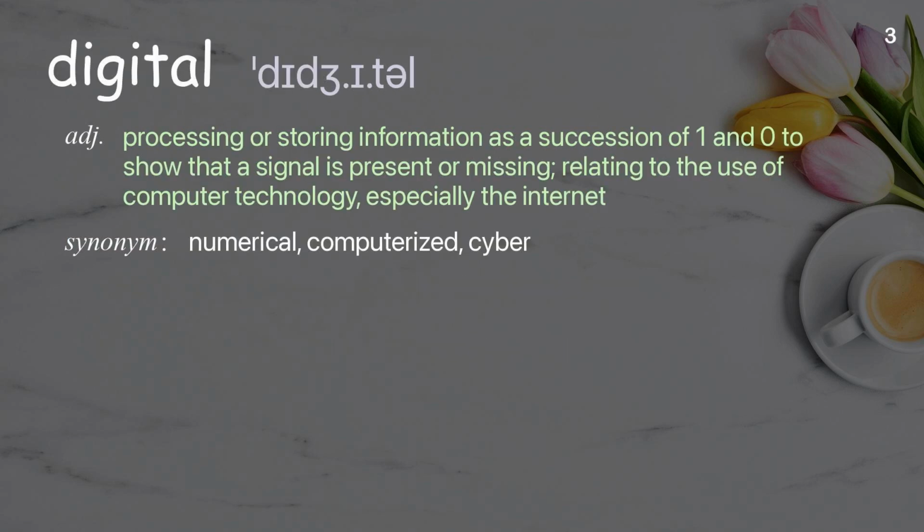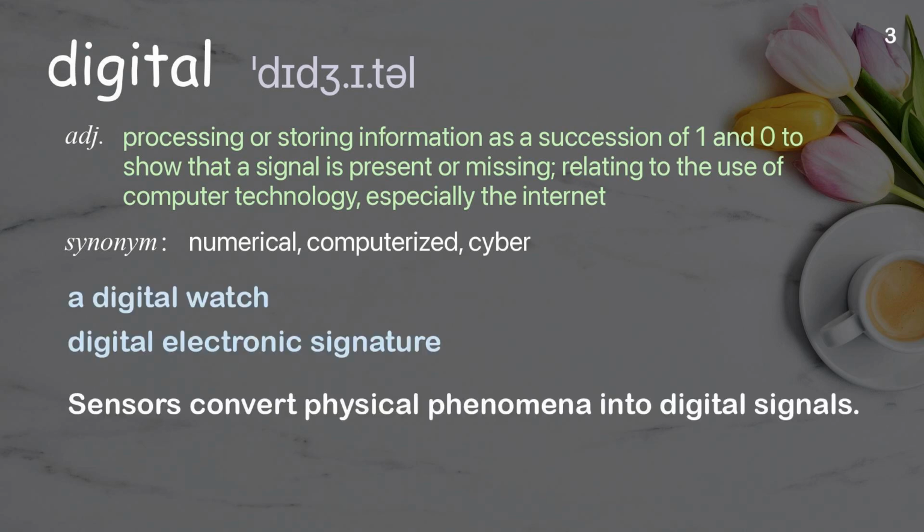Digital. Processing or storing information as a succession of 1 and 0 to show that a signal is present or missing, relating to the use of computer technology, especially the Internet. Examples: A digital watch. Digital electronic signature. Sensors convert physical phenomena into digital signals.